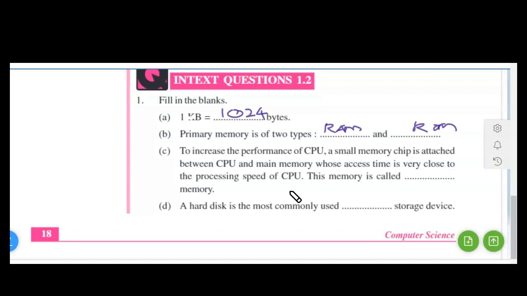To increase the performance of CPU, a small memory chip is attached between CPU and the main memory, whose access time is very close to the processing time of CPU. This memory is called what type of memory? See, CPU and main memory, that means CPU and primary memory. You have got a small chip attached between them. So which was that? That is cache memory, a special kind of chip. Next one is, hard disk is the most commonly used what kind of storage device? Primary or secondary? It's secondary.